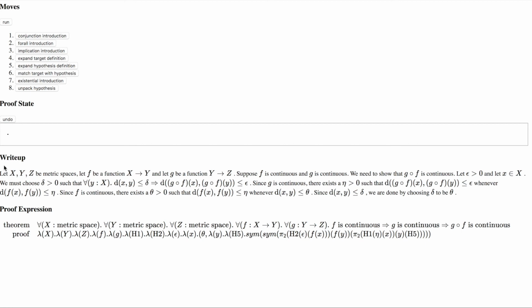Now look at the write-up. It's a natural language representation of the proof, which wouldn't be out of place in a textbook. My goal is to make more and more proofs accessible by automated reasoning in a way that lets you generate natural language write-ups in this way.